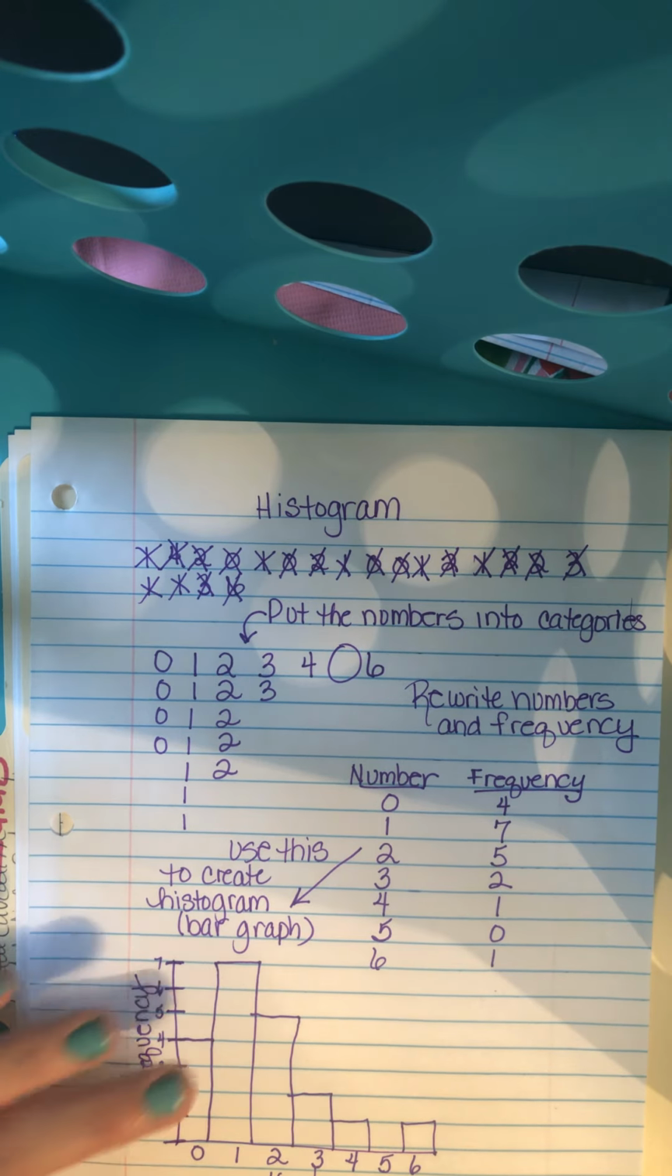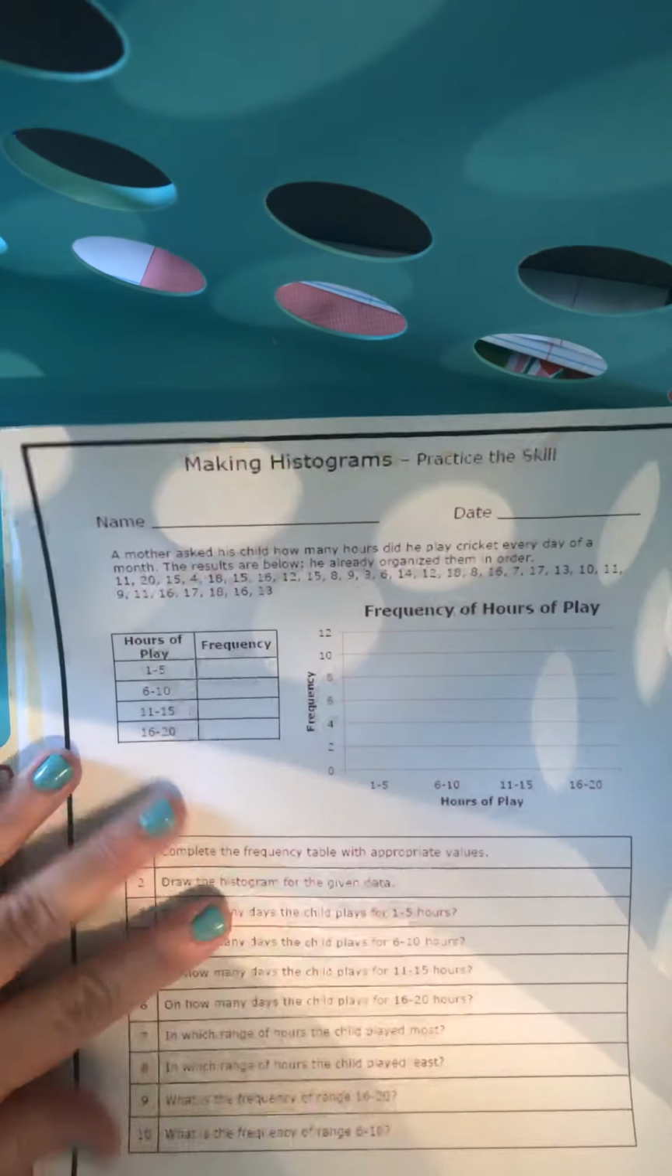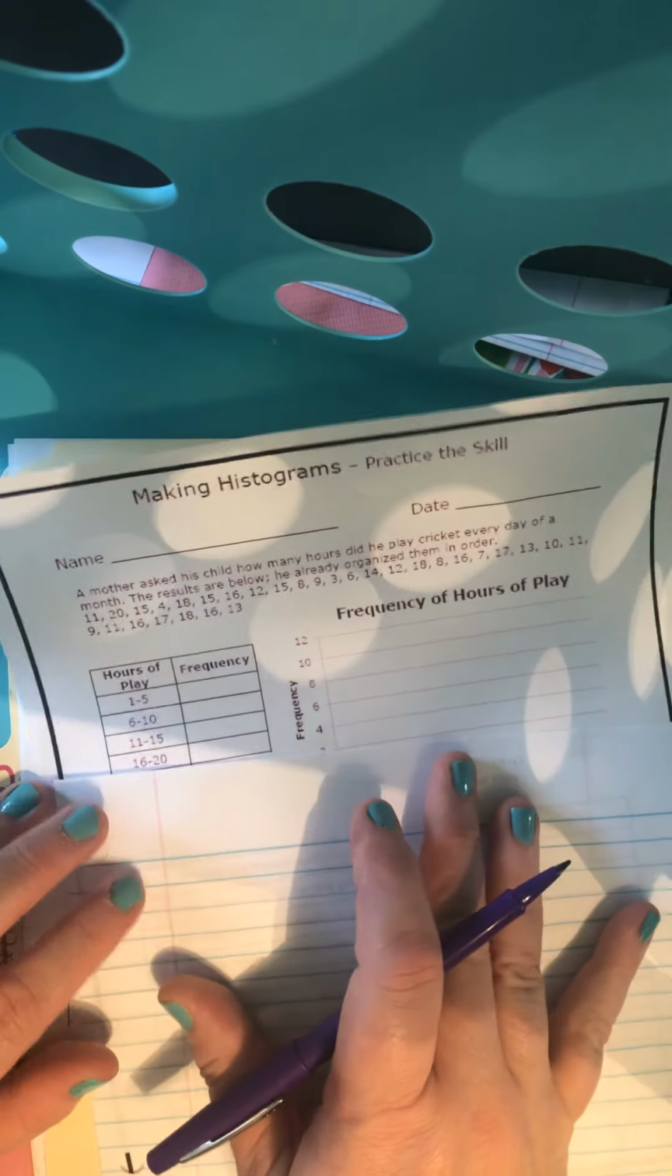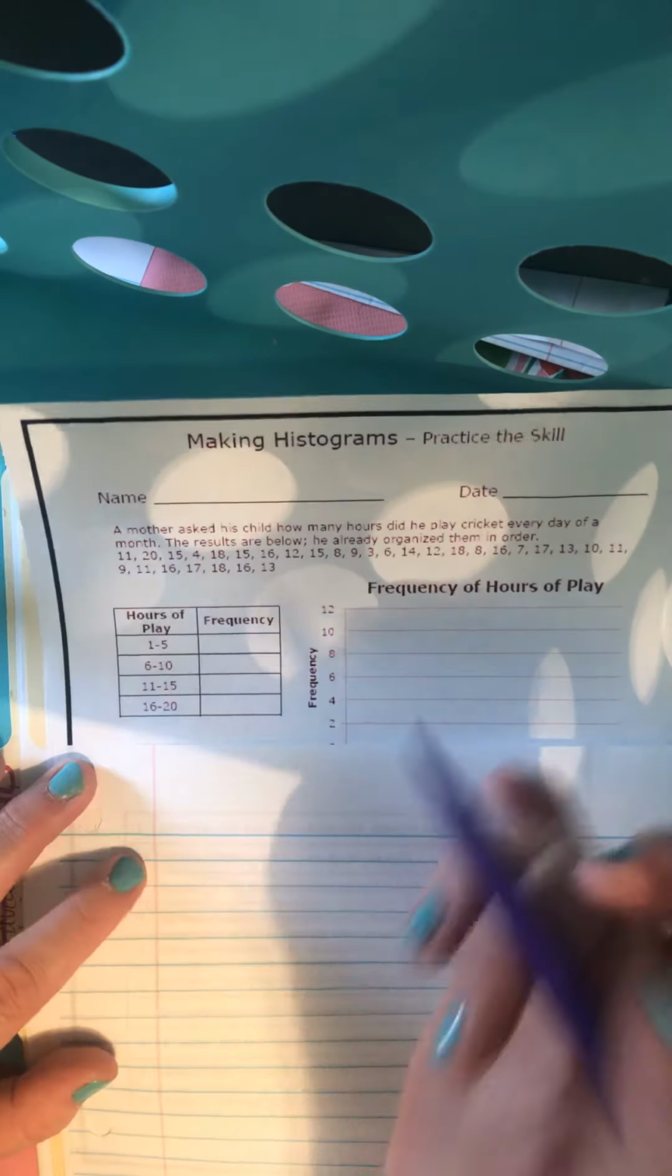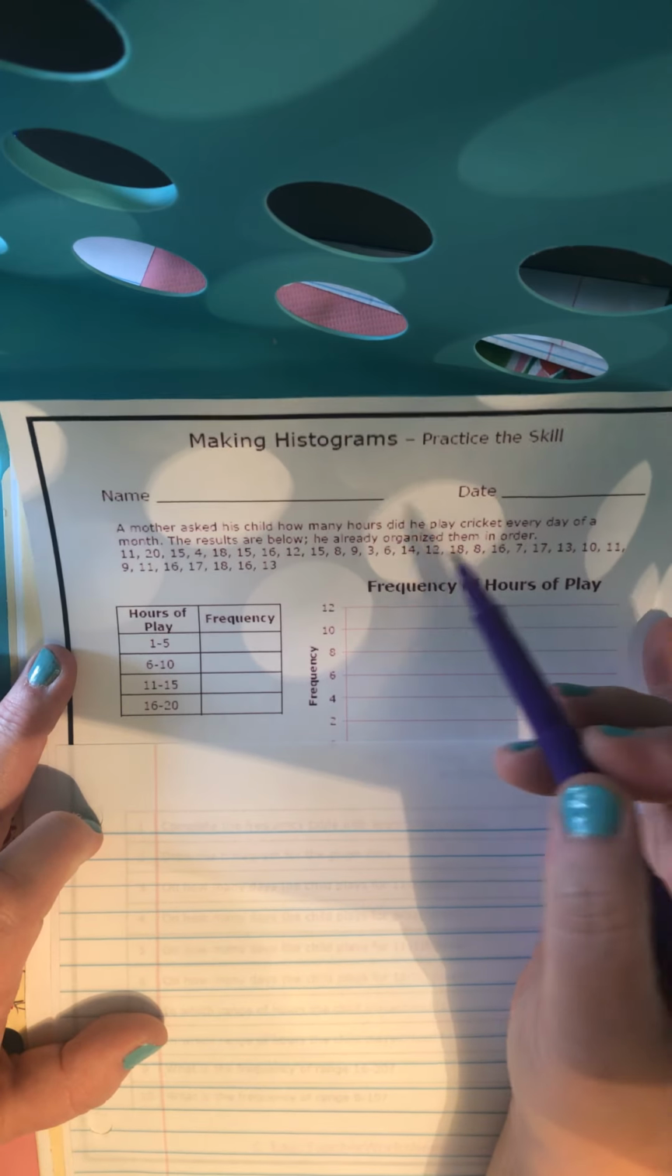Okay, so now we're going to look at the worksheet here. And we're going to be able to do the same thing. I'm going to use a separate piece of paper because I don't have enough workspace here. Now they've categorized them a little different. A mother asked his child how many hours did he play cricket every day of a month. The results are shown below.